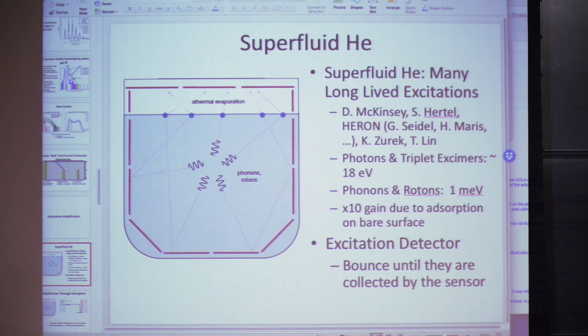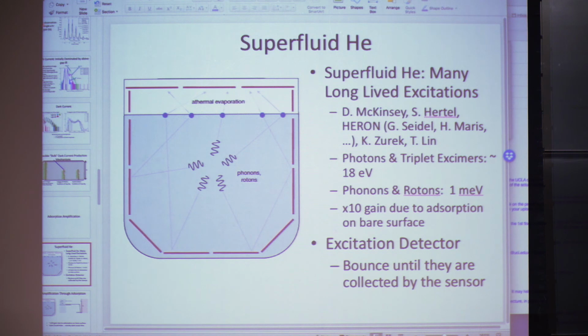So the hope is we talked about that basic principle of the excitation detector, which was the PMT. And then we used it for athermal phonons. The question is, can we do the same thing with superfluid helium? Can we make a superfluid helium roton detector, which is just an excitation detector of superfluid helium?